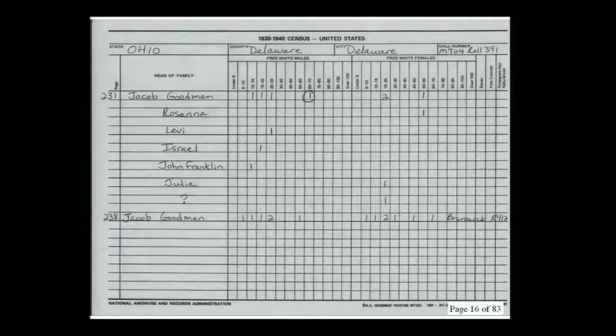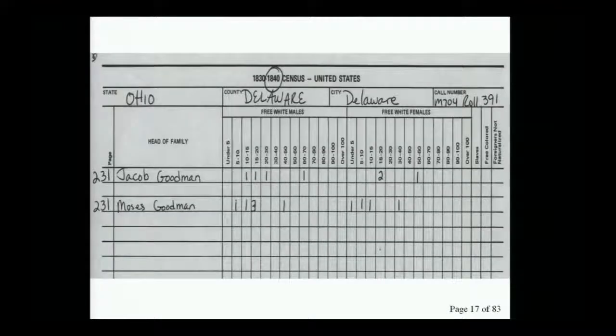And the other Jacob from Brunswick, you see I put his numbers down below that, and there's a lot more kids there than I have possibilities. Doesn't rule him out entirely, but makes the first Jacob Goodman look much better as a possible father. Slide 17 is another find from the 1840 census, a Moses Goodman, who may also be a sibling of my Israel.